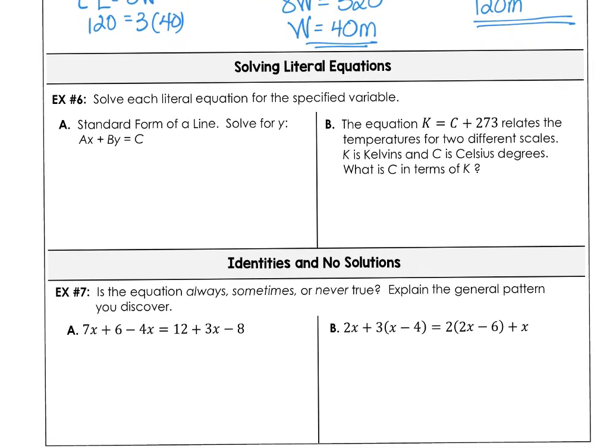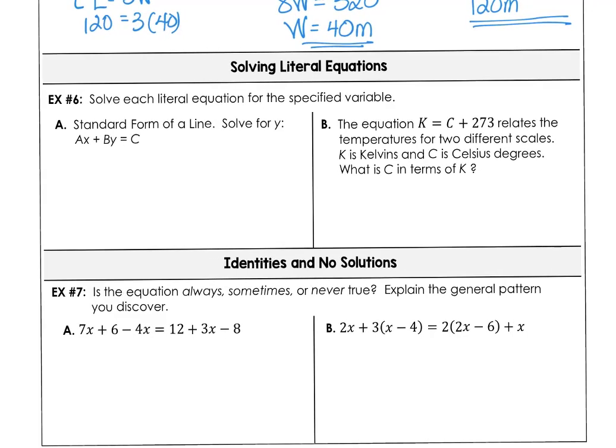In example 6, we're going to solve standard form for a line. We're going to isolate y in this literal equation. So to get y alone, we want to subtract a times x from both sides. And to get y alone, we're going to divide every term by b. So y is negative a divided by b times x plus c divided by b.